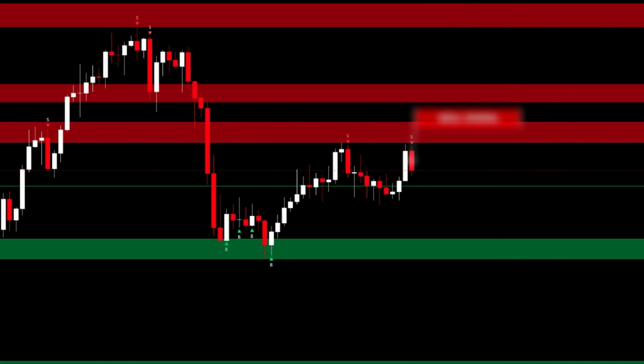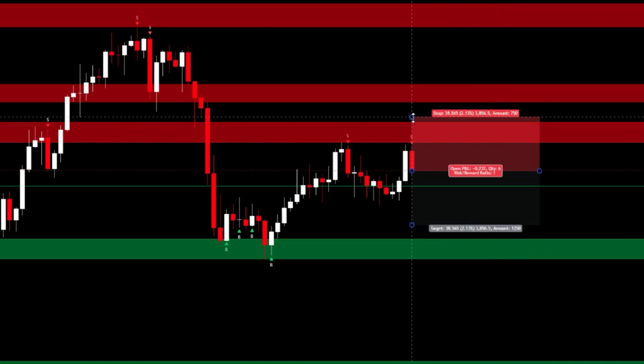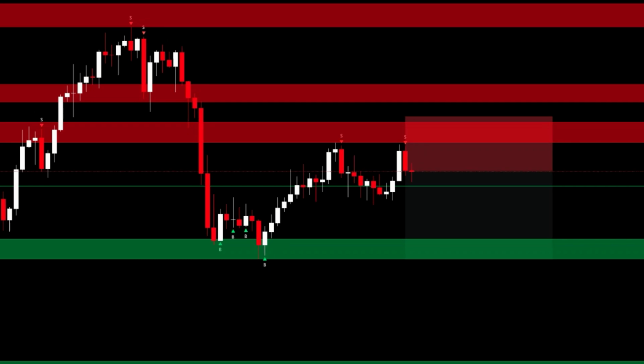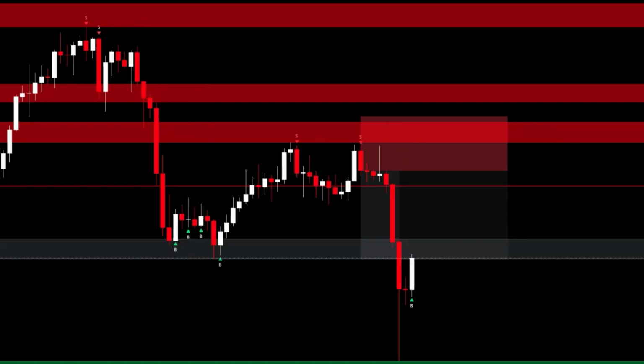A sell signal has been generated, so I can open a short position. I'll place the stop loss above the resistance level and set the take profit with a risk to reward ratio of 1:2. Let's see the outcome.